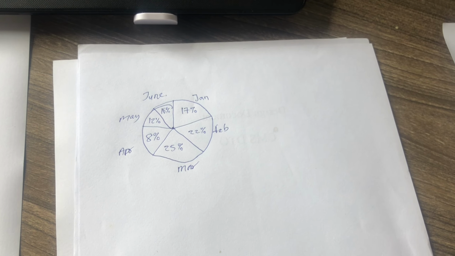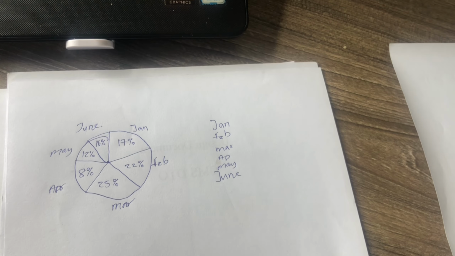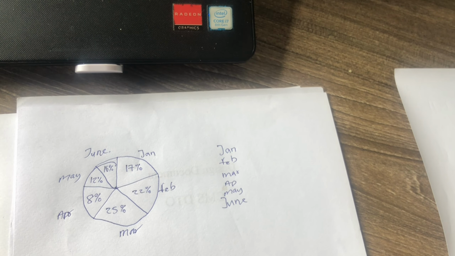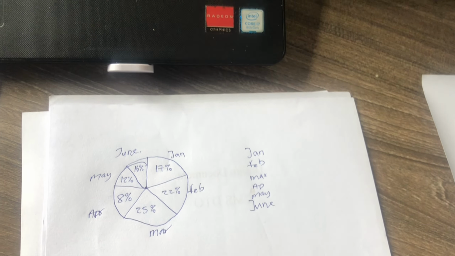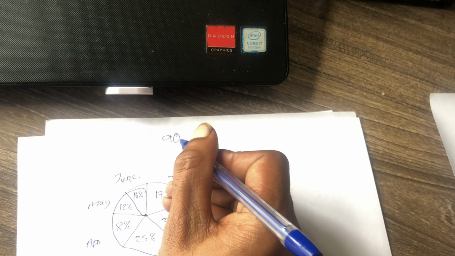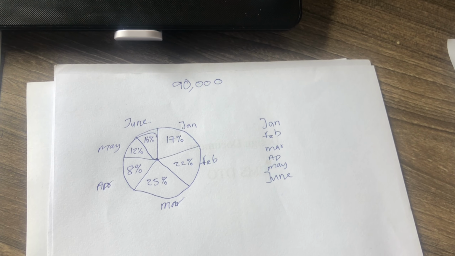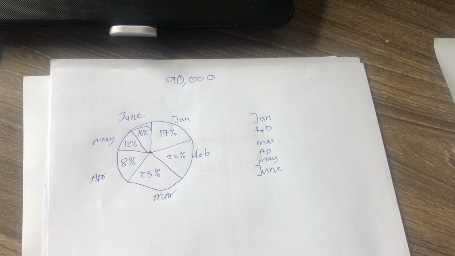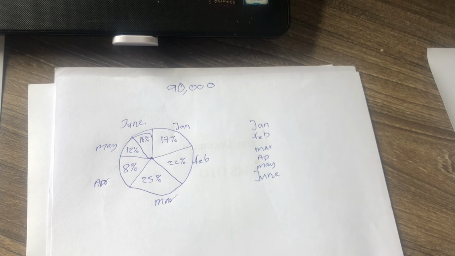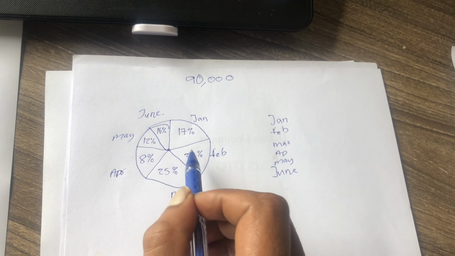The ratio of emails read to unread each month. For 100 emails, the ratio shows how many are read. The total email received is 90000 emails over 6 months. Then each month's percentage is given.